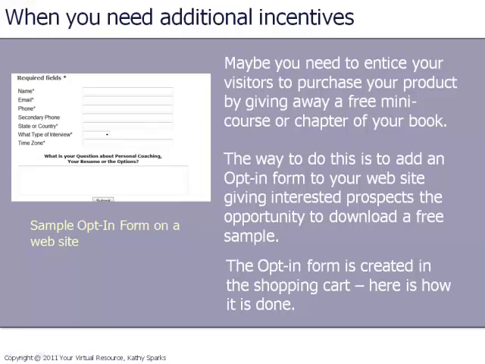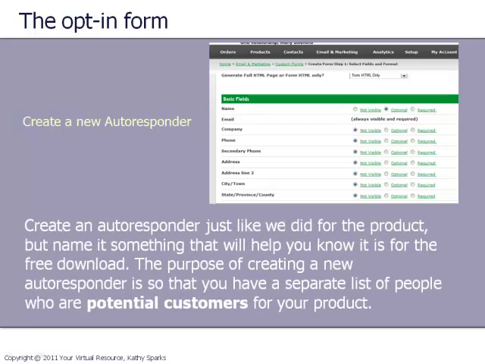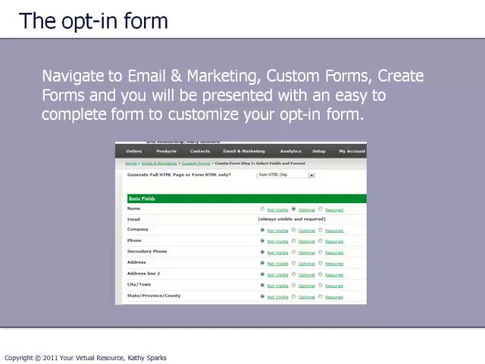First, create a new autoresponder. So you go back and you create an autoresponder just like we did for the product, but name it something that will help you know it is for the free download. The purpose of creating a new autoresponder is so that you have a separate list of people who are potential customers for your product. Then you navigate to Email and Marketing, Custom Forms, Create Forms, and you will be presented with an easy-to-complete form to customize your opt-in form.